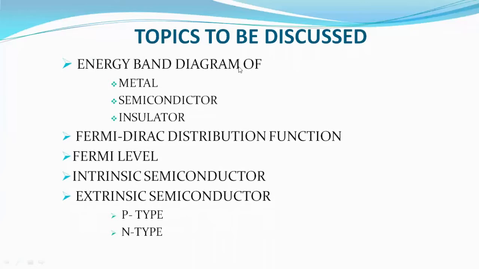The topic we will cover today is the energy band diagram of metal, semiconductor and insulator. We will differentiate metal, semiconductor and insulator by the value of energy gap between conduction band and valence band. Then we will discuss Fermi-Dirac distribution function. From there, what is Fermi level, what is intrinsic semiconductor, what is extrinsic semiconductor, and extrinsic semiconductor can be of two types, p type and n type. We will differentiate that. That will be covered today.